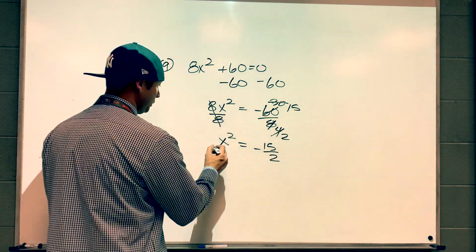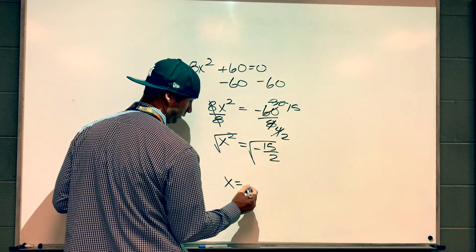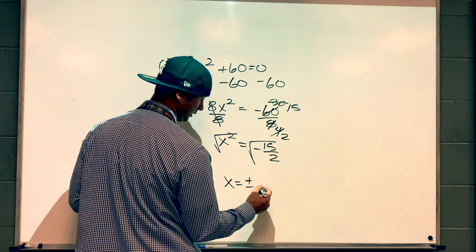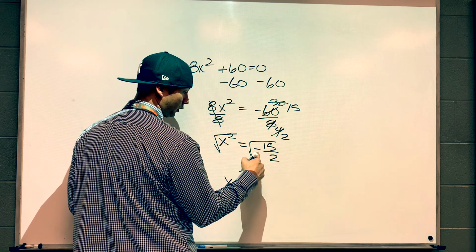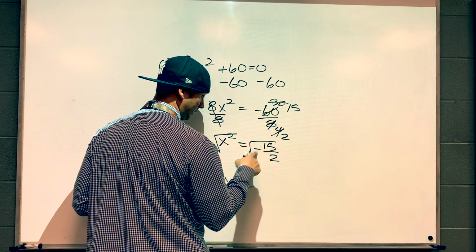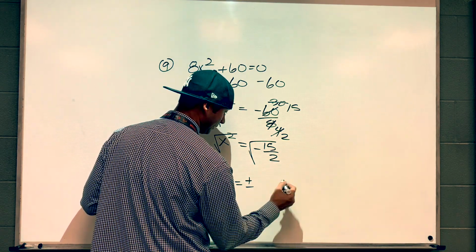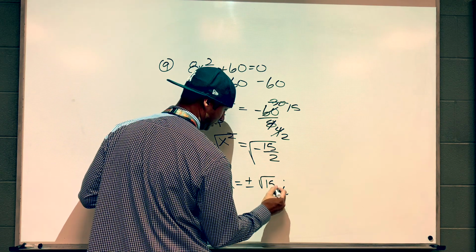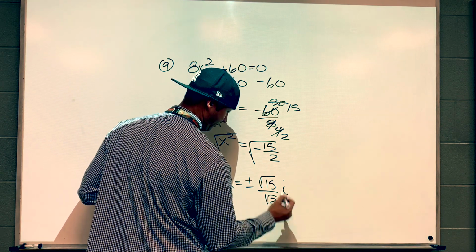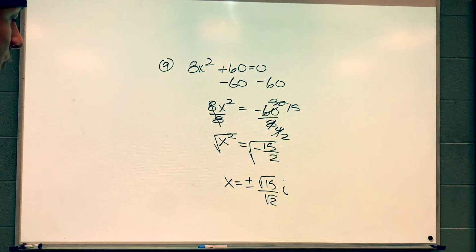I want to take a square root. So x is equal, plus or minus, the square root of -15 over 2. The negative can come out as i. So square root of 15 over the square root of 2.